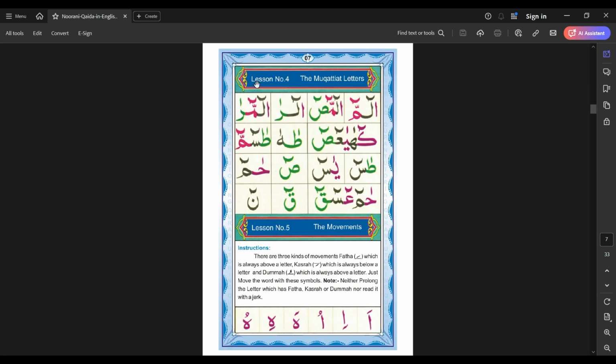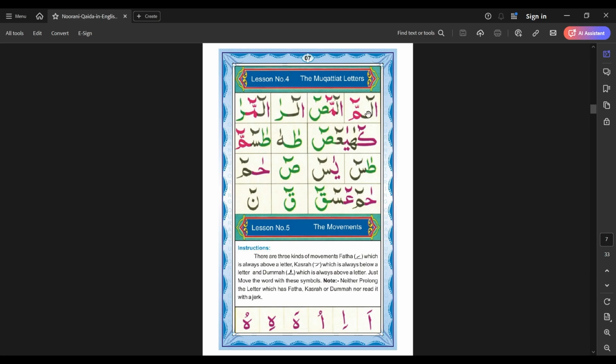We are going to do the Muqattiat letters. These letters can be found in the Quran on different surahs. These letters don't have any kind of specific meaning to them, but nonetheless they are still a part of the Quran. So we are going to cover these letters today, inshallah. First of all, I'm going to read all of these letters, and then you need to follow them as I'm going to repeat them for you.